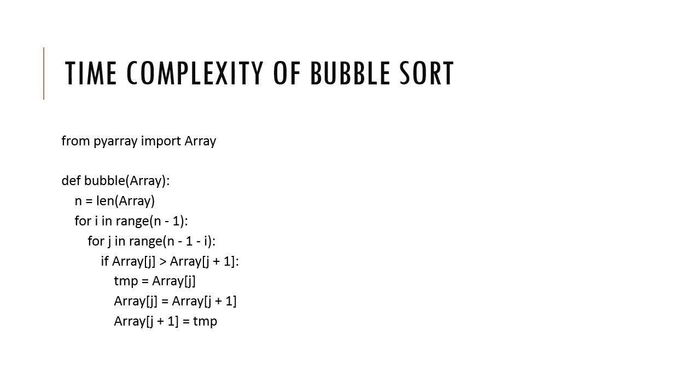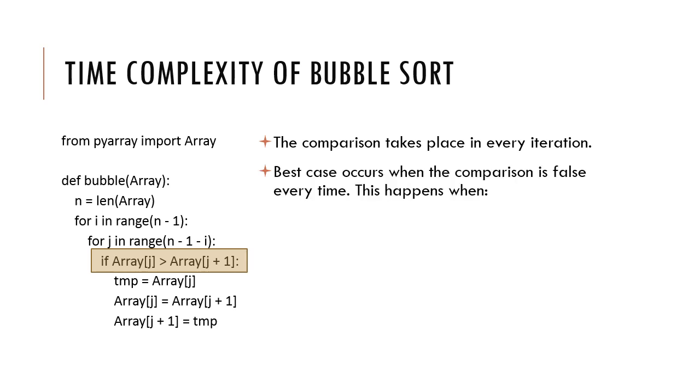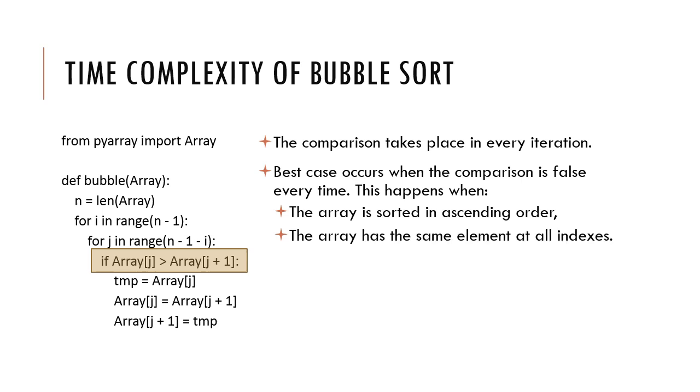Time complexity of bubble sort. The comparison takes place in every iteration. Best case occurs when the comparison is false every time. This happens when the array is sorted in ascending order or the array has the same element at all indexes.